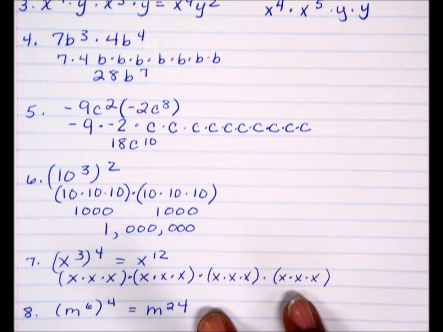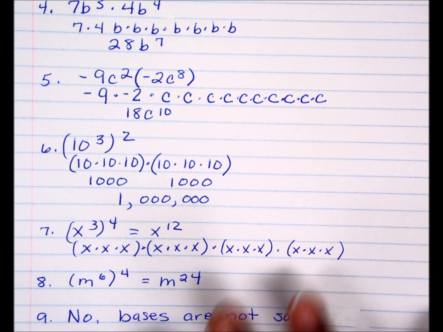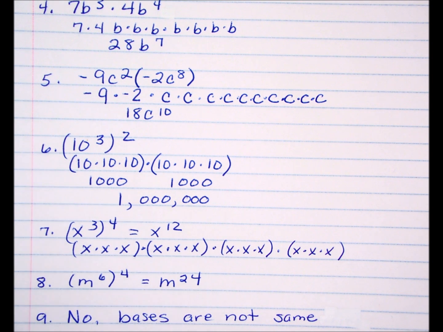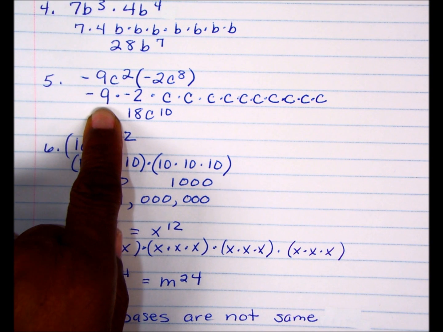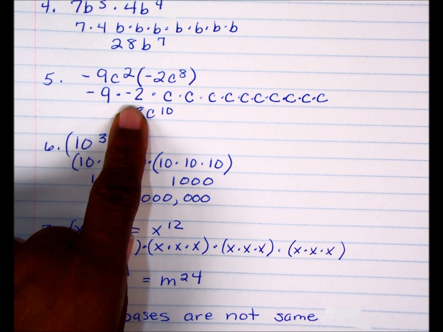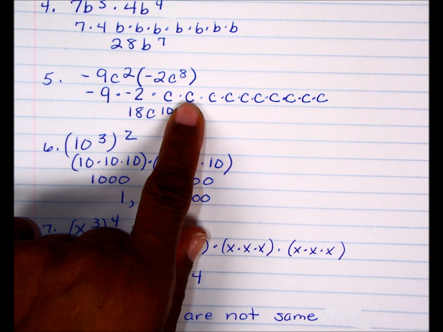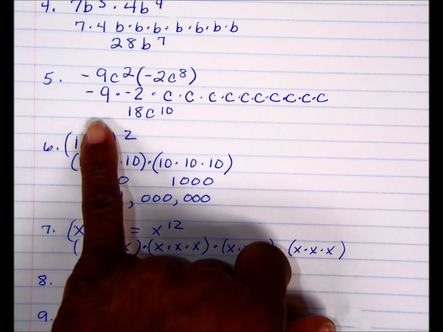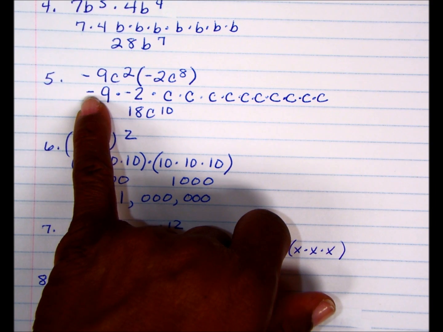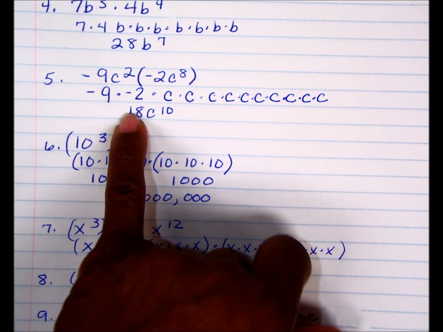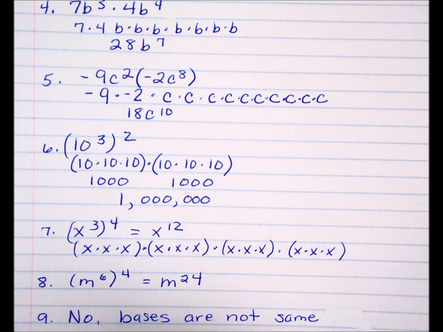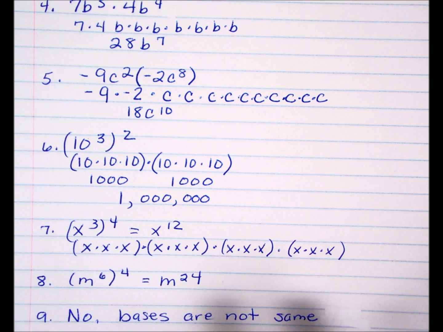In number 5, it was 9c squared times a negative 2c to the 8th. Again, we moved our coefficients together. 9 times negative 2, and then c squared here, c to the 8th here, which gave us negative 18, and c to the 10th. 10 of those c's.